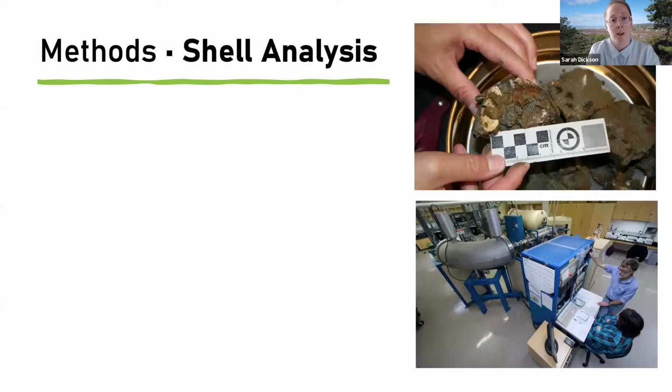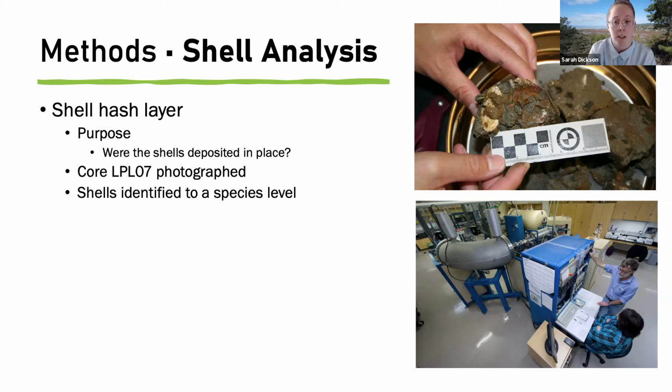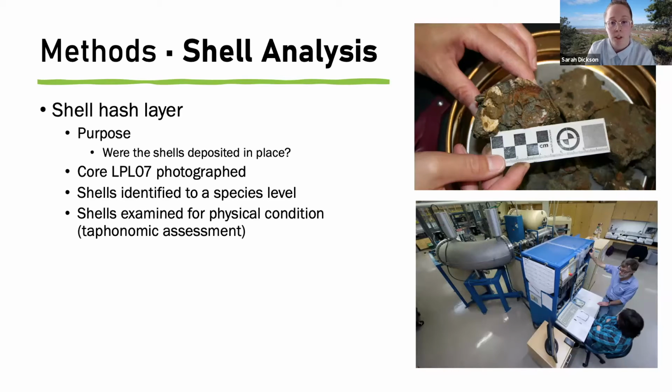In addition to the sedimentary analyses, a shell hash layer found in core 7 was investigated to determine whether the shells were deposited in place. The core was photographed, and then the shells were extracted and identified at a species level. The shells were also examined for physical conditions such as abrasion, breakage, or color loss. This is called the taphonomic assessment. Taphonomy is the study of how organisms decay and become fossilized or preserved.